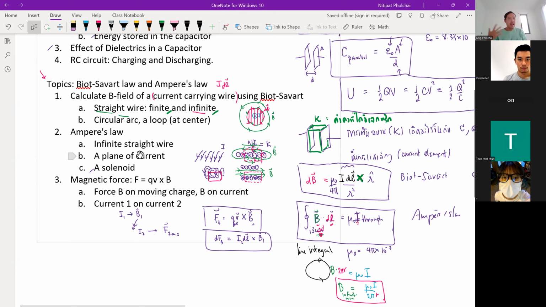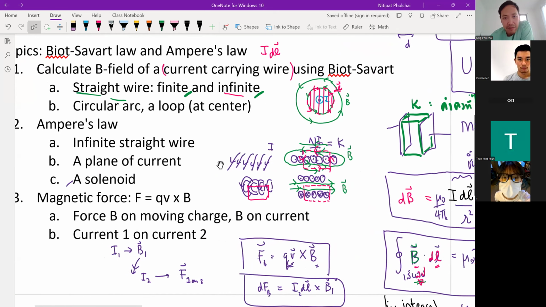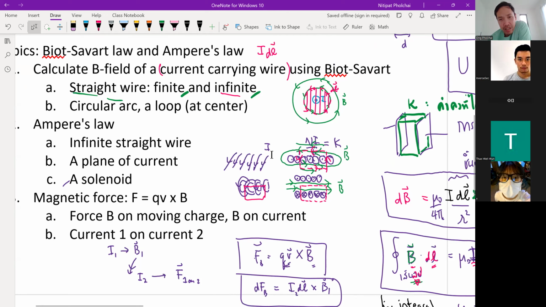Let's say there are another two situations where you can use Ampere's law very easily. One would be a plane of current. So what is a plane of current? Let's look at this image. A plane of current is when you have wires with current I stacked in a plane. Maybe you can think of a sheet of paper with a current coming out of the page. On the side view, it's going to look like this on the right hand side. And what does the magnetic field look like? Below the plane it's going to the right, and above it's going to the left, since the plane is infinitely long.